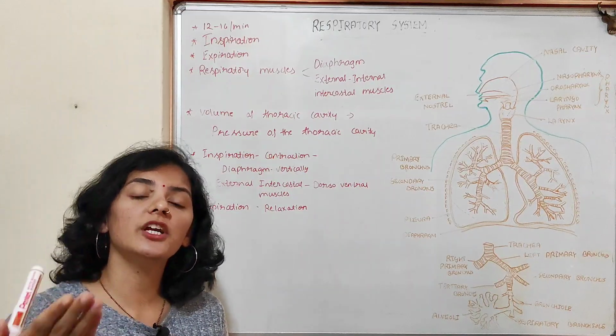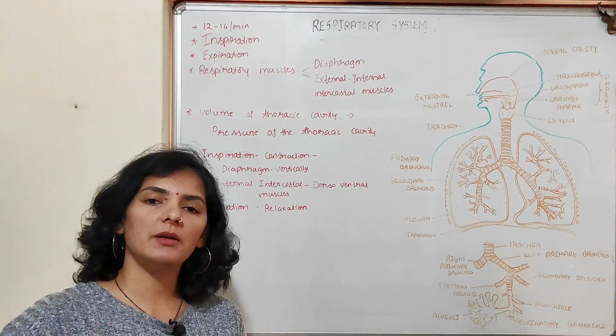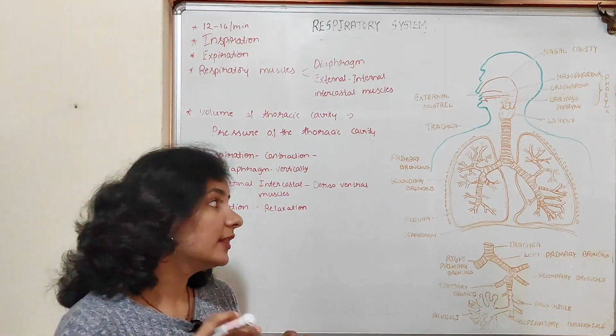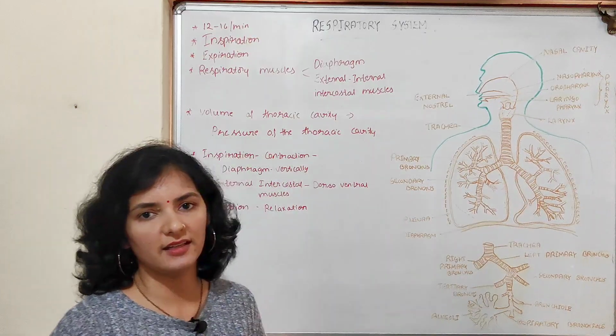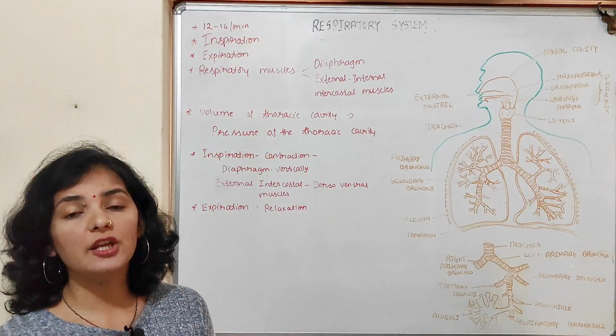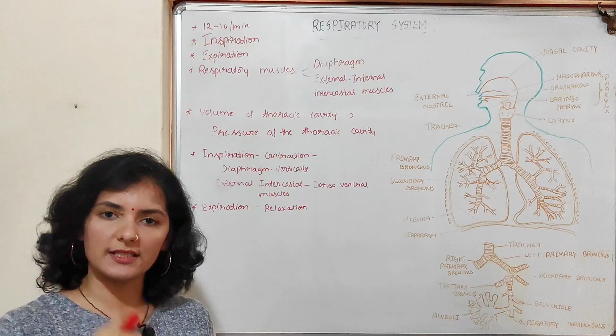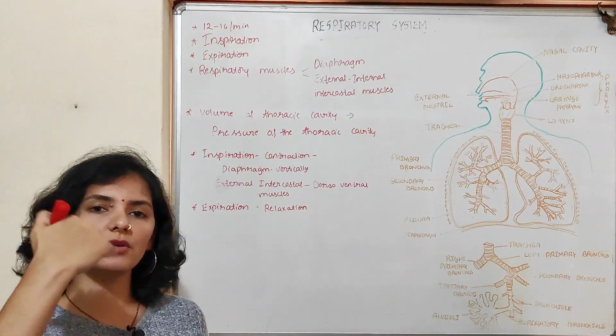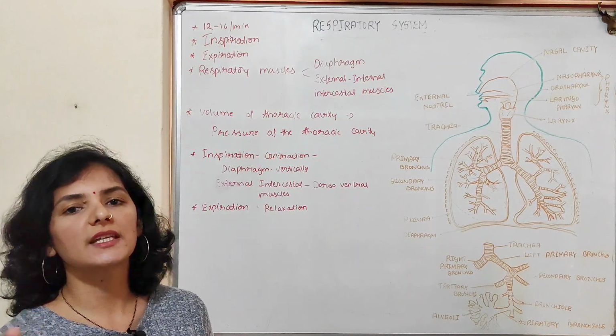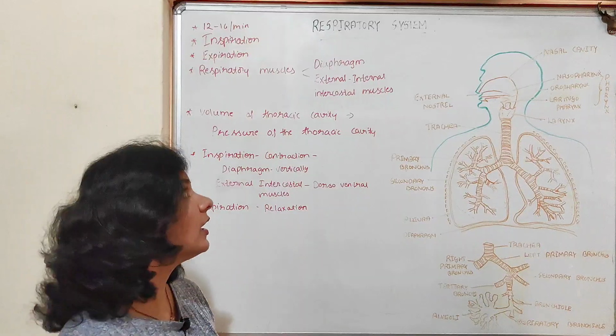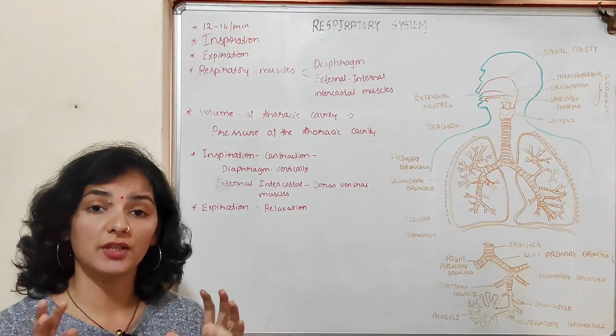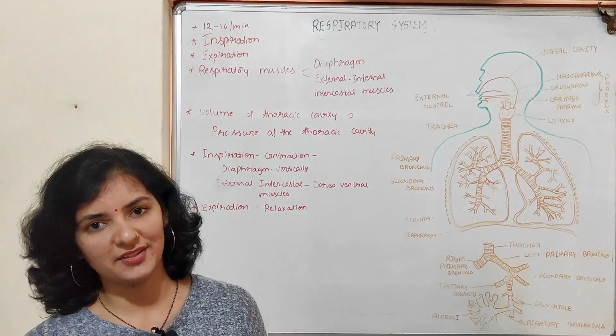So when compared to atmospheric pressure, intrapulmonary pressure decreases, or negative pressure is created inside the lung, because of which air moves from outside to inside, that is from atmosphere to lung. So atmospheric air enters the lung, or inhalation takes place. So that is how exactly inhalation takes place.